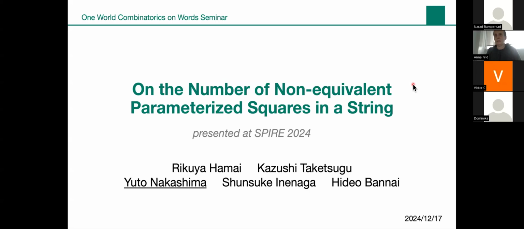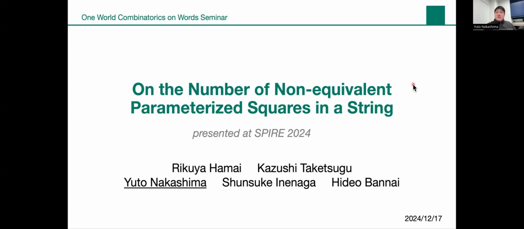Okay, so thank you for the introduction. I'm Yuto Nakashima from Kyushu University in Japan. Today I will talk about the number of non-equivalent parameterized squares in a string. This work was presented at the SPIRE conference this year. This is a joint work with Rikuya Hamai, Kazushi Taketsugu, Shunsuke Hinaga, and Hideo Bannai.